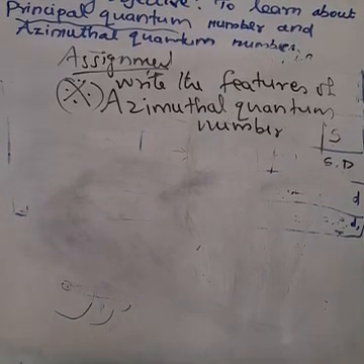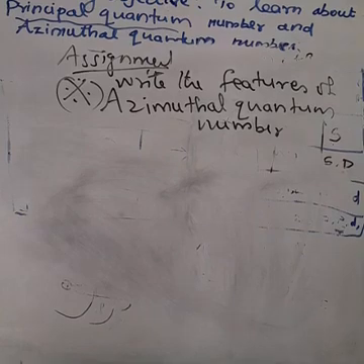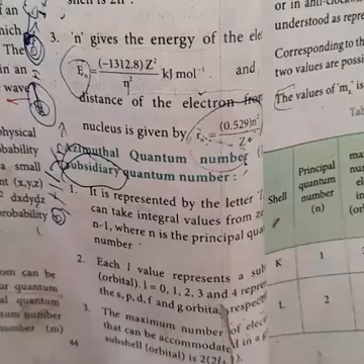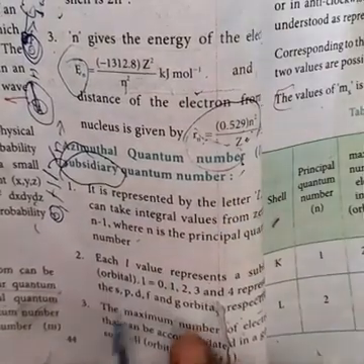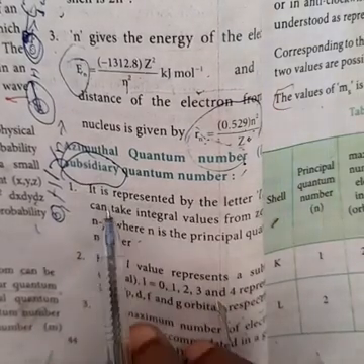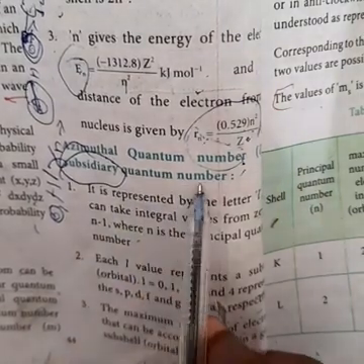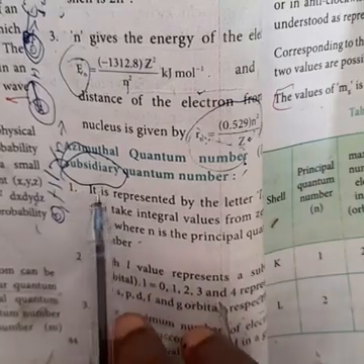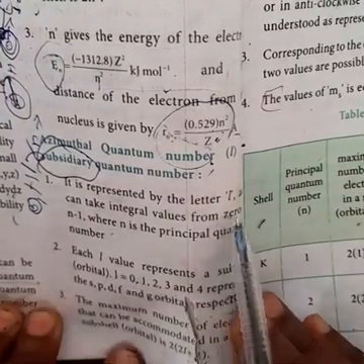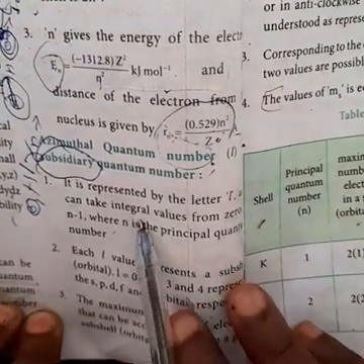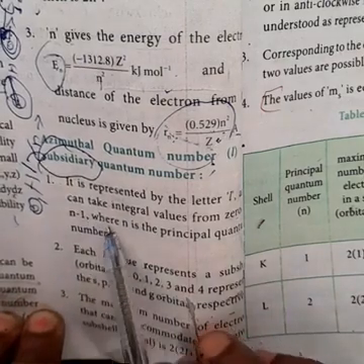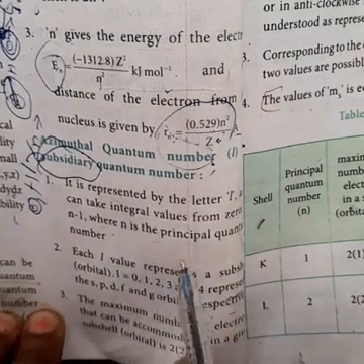If you are having the book, take page number 44. Students, take page number 44. Azimuthal quantum number, small l, or subsidiary quantum number. This is otherwise known as the subsidiary quantum number. The first point: it is represented by the letter l and can take integral values from 0 to n minus 1, where n is the principal quantum number.